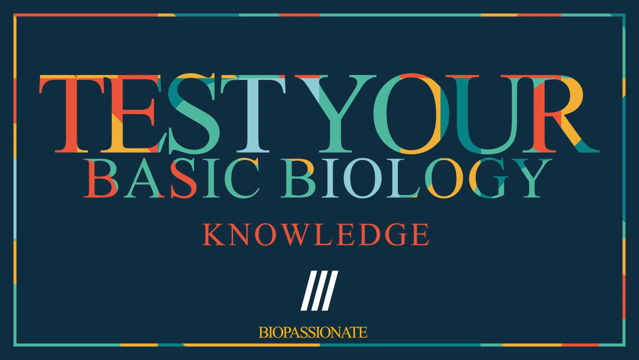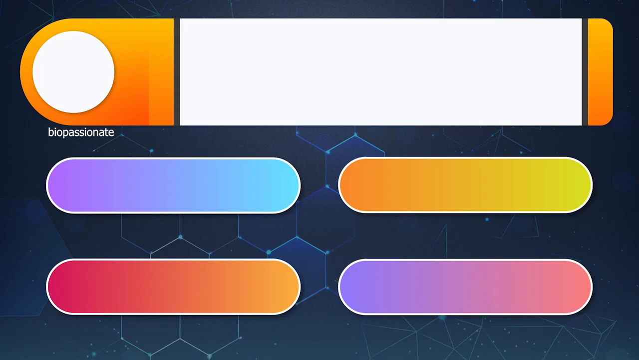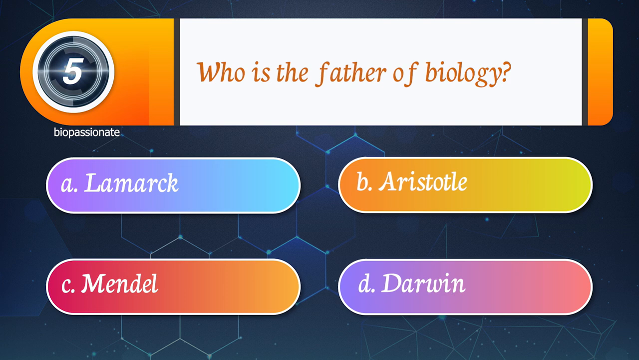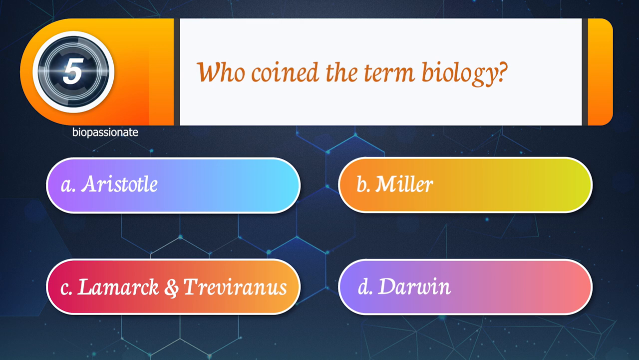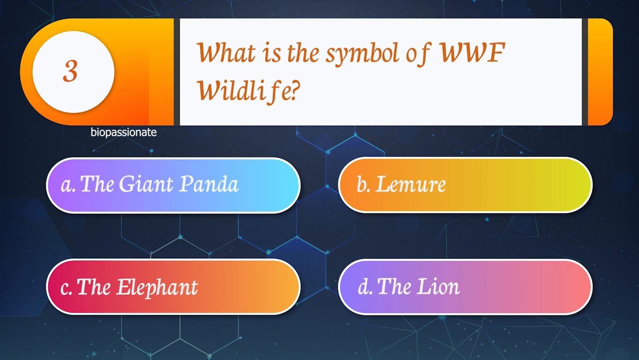Let's get started. Who is the father of biology? Aristotle. Who coined the term biology? Lamarck and Treviranus. What is the symbol of WWF wildlife? The giant panda.